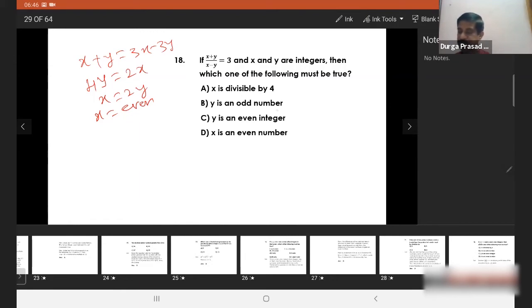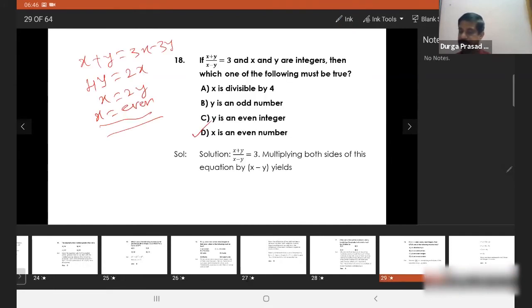y is an odd number. How can I say y is an odd number? y can be even also. So this is also not true. y is an even integer. Can't say, so not necessary. So x is an even number, 100% true. So option is D. Please note it fast, quick. Instead of going to the next page, I've written it here. Please check it quickly.